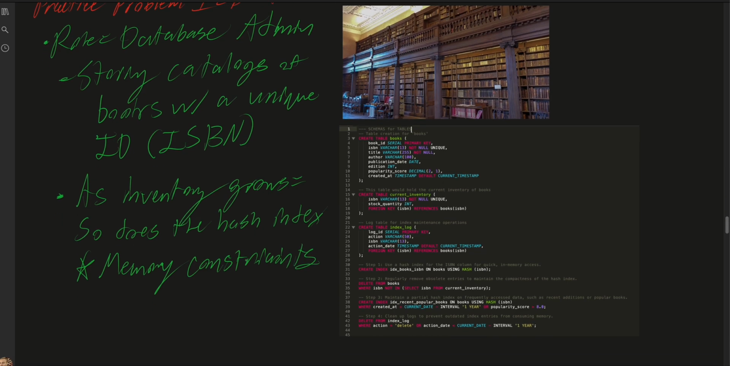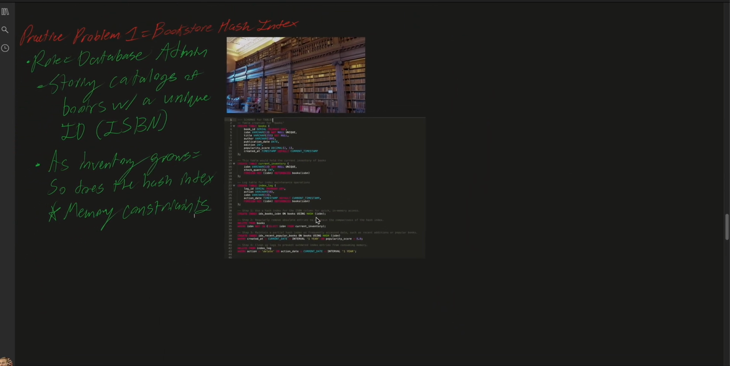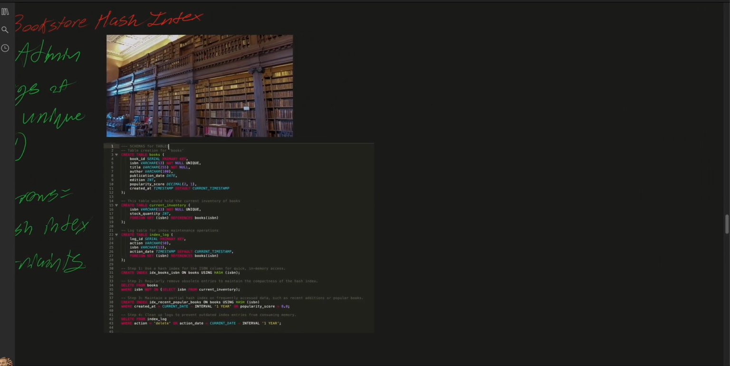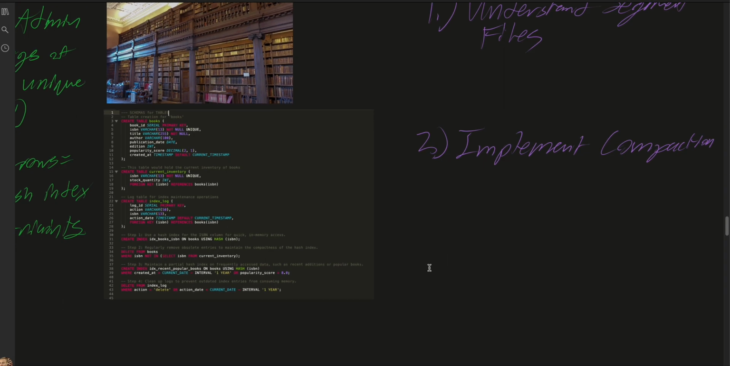So the steps for us to be able to solve this, let me just go through this. I'll zoom in a bit. Steps for us to be able to solve this and go over what we need to do. One, we need to understand segment files. Second part, implement compaction. The third part being optimize partial index.